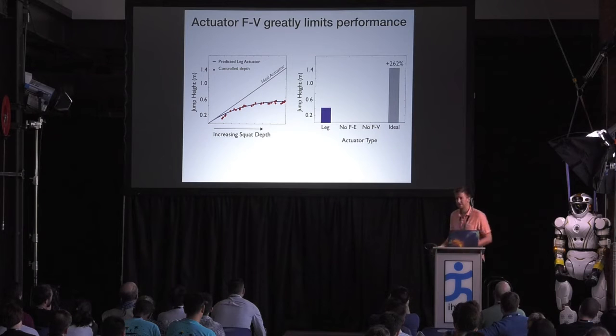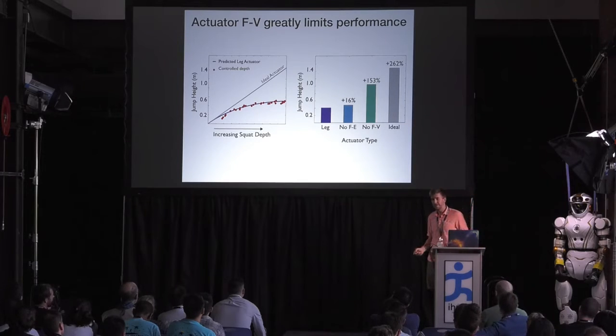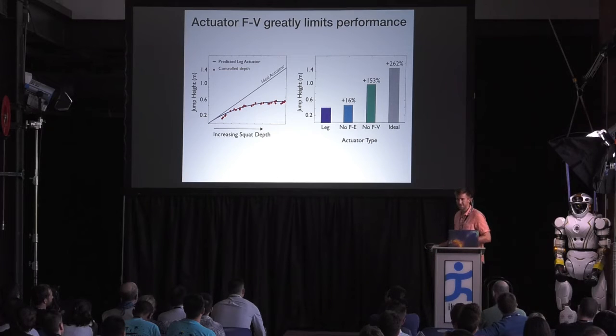If we were to remove the force-extension characteristics of the model, we see a little bit of an increase in the achievable jump height. And if we were to remove the force-velocity characteristics, we see a major increase in jump height potential. This suggests that the force-velocity characteristics of the actuator greatly limit its performance. So they're able to achieve a higher jump without this.